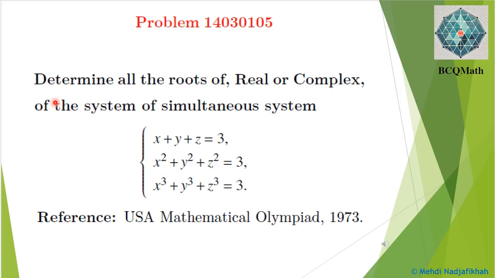14030-105. Determine all the roots, real or complex, of the system of simultaneous equations. x plus y plus z equals 3. x squared plus y squared plus z squared equals 3. x cubed plus y cubed plus z cubed equals 3. USA Mathematical Olympiad, 1973.